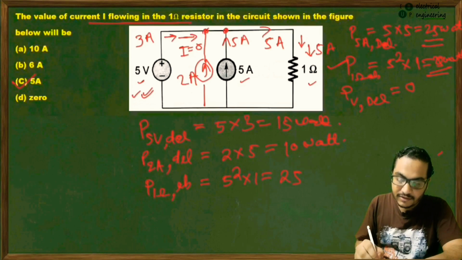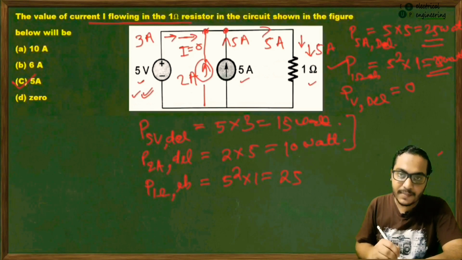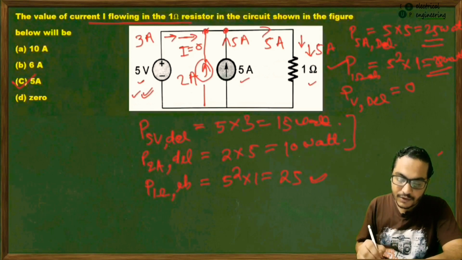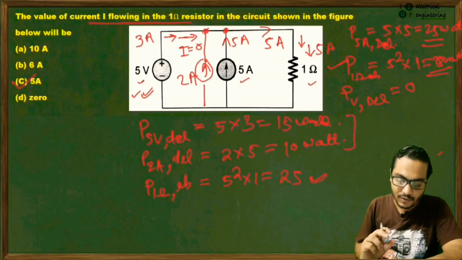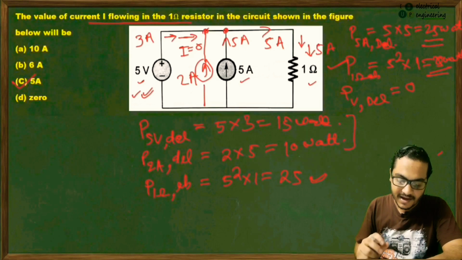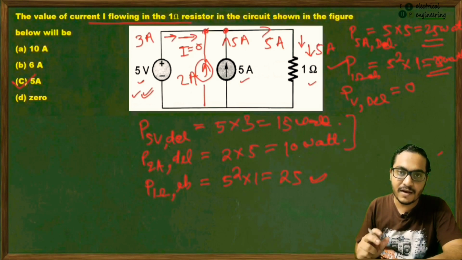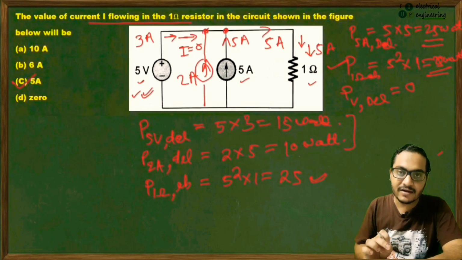Here, the net power delivered is how much? This is 15 plus 10 equal to 25. Now the net power absorbed is equal to 25. So this also obeys the conservation of power. In an electrical system, any circuit obeys the conservation of power. So this is a very good trick. You can check your answer by this principle, that is conservation of power, if you have any doubt while finding the current or voltage across any branch.